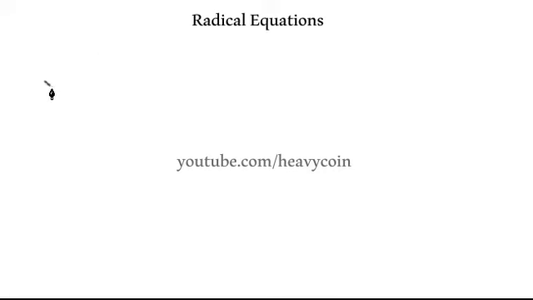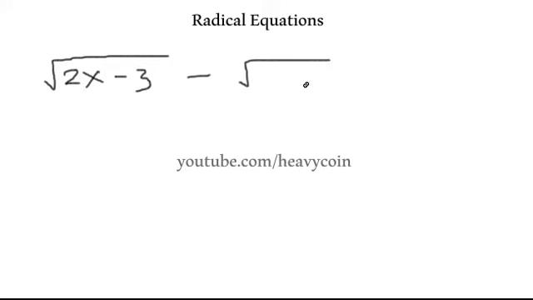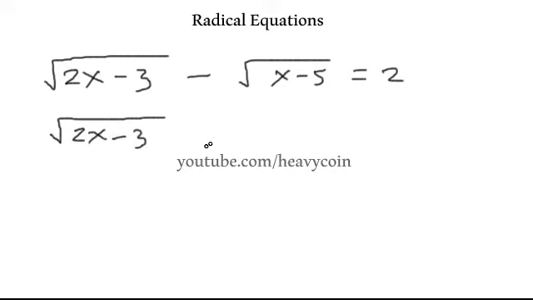Alright, let's see. If we have the square root of 2x minus 3 minus the square root of x minus 5, and we're going to set that equal to 2. So the first thing I'm going to do here is take this over to this other side. So we have the square root of 2x minus 3 is equal to 2 plus the square root of x minus 5.